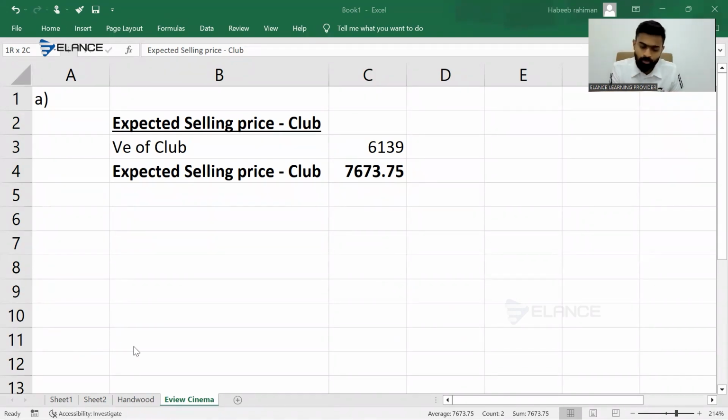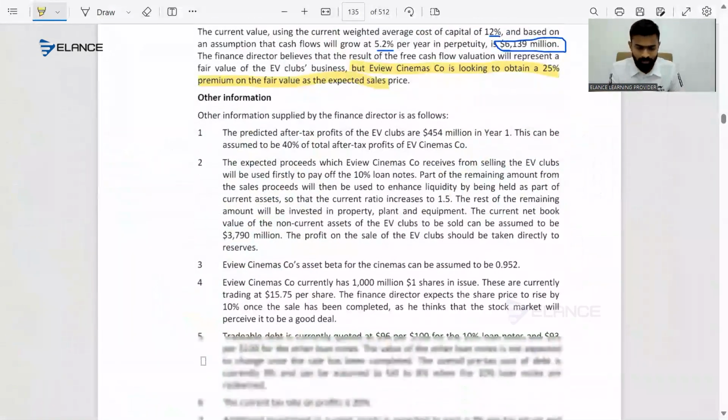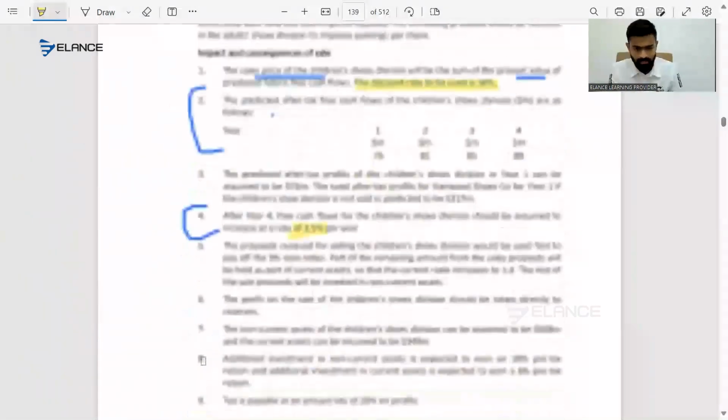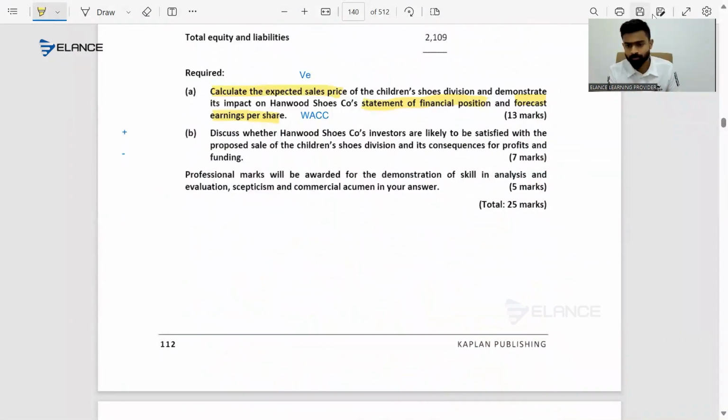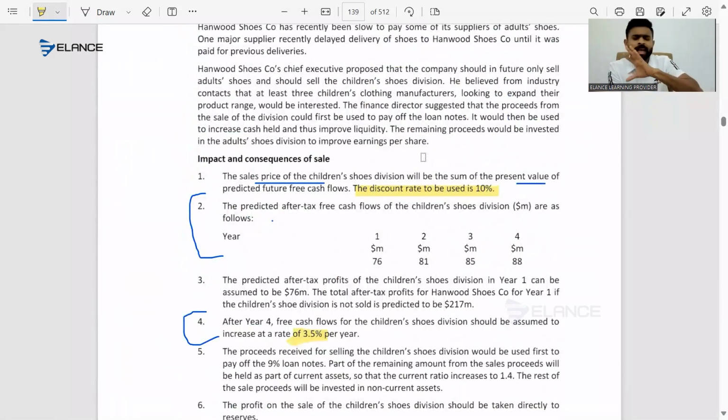So I'm again jumping back to Handwood Shoes. What is the next requirement in the Handwood Shoes question A? Question A first was to calculate the expected selling price. We are done with that. What is next? We need to show the impact on the SOFP. See, in the latest exams, the exhibit will provide the balance sheet format. The answer response already includes a question with a balance sheet. We can copy paste that balance sheet from the question to our answer Excel sheet.